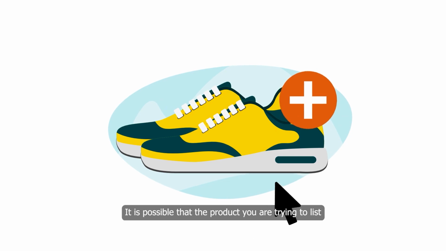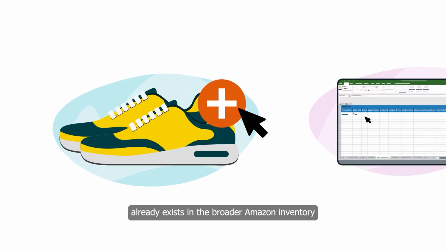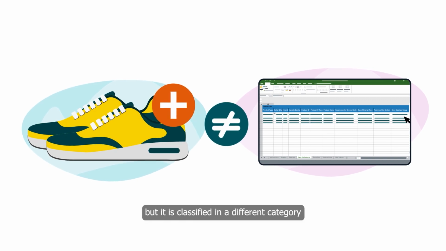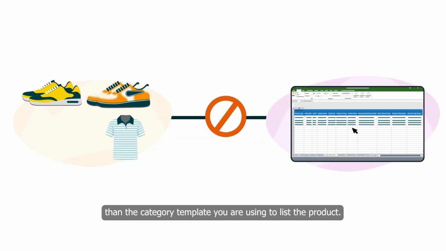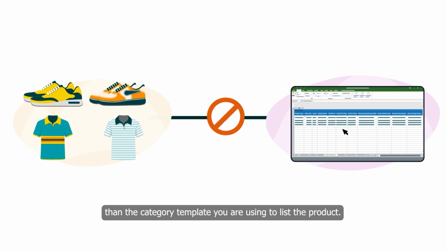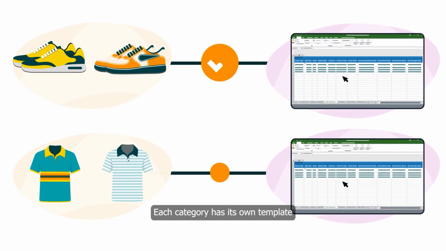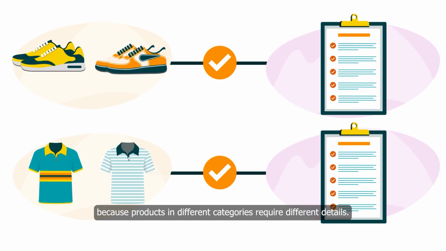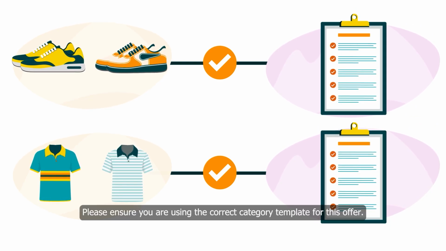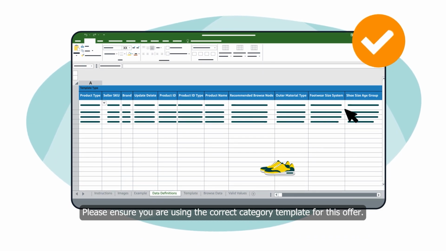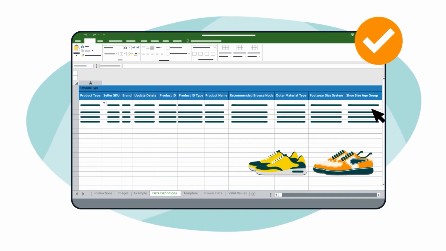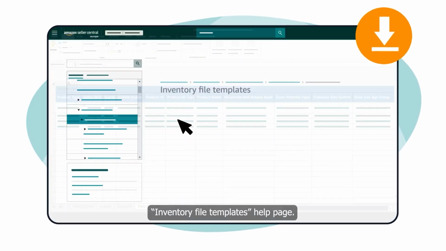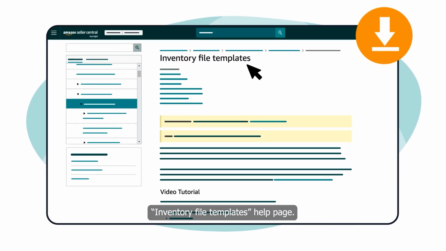It is possible that the product you are trying to list already exists in the broader Amazon inventory, but is classified in a different category than the category template you are using to list the product. Each category has its own template, because products in different categories require different details. Please ensure you are using the correct category template for this offer. You can download category-specific templates from the Inventory File Templates help page.